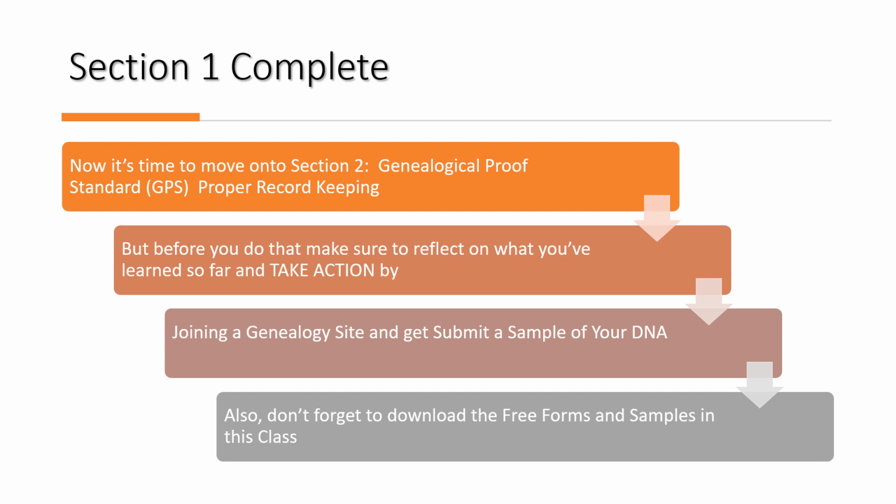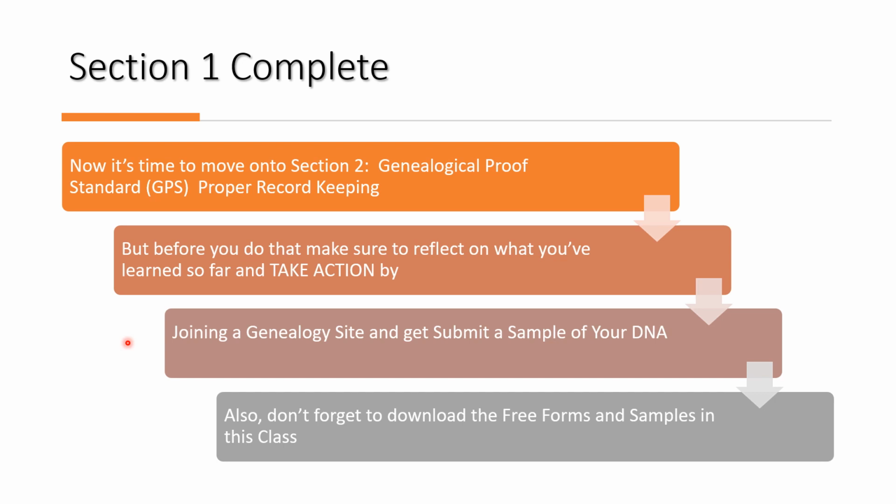Well, we've now completed section 1. You have a general overview of what DNA is all about, and now it's time to move into section 2, the genealogical proof standard, GPS, and proper record keeping. But before you do that, make sure you reflect on what you've learned so far and take action by joining a genealogy site and submitting a sample of your DNA to that site. I would recommend Ancestry.com, although 23andMe is fine, and also FamilySearch. They're the major ones I would suggest, but you should do that right away.